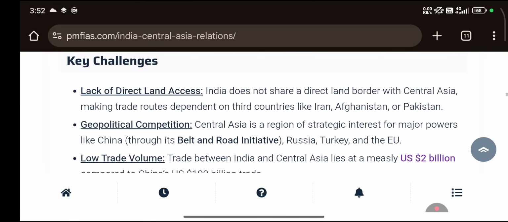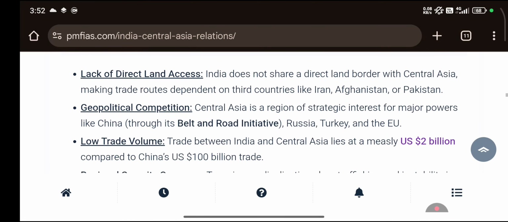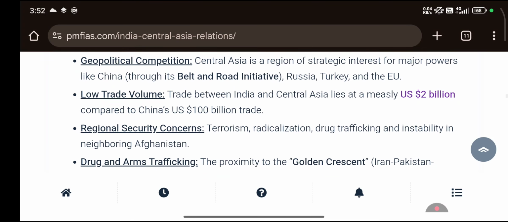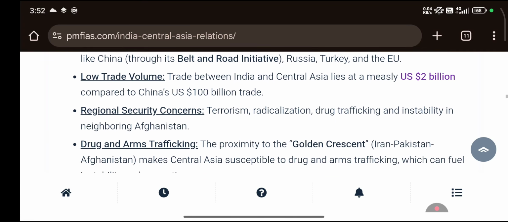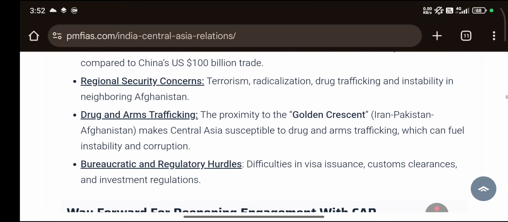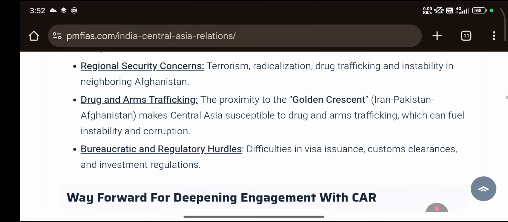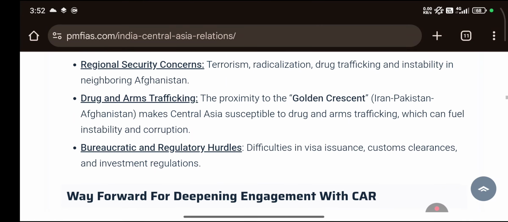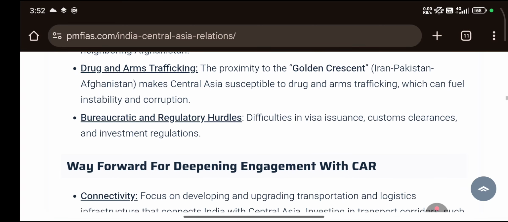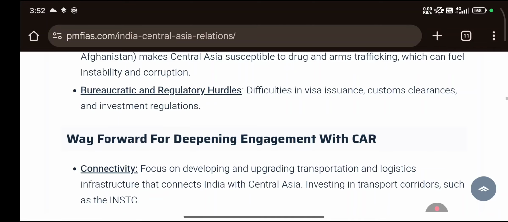First one was lack of direct land access. Second was the geopolitical competition of China, Russia, Turkey, and the EU. Third one is low trade volume. Fourth one is regional security concerns, such as terrorism, radicalization, drug trafficking, and instability in neighboring Afghanistan, which can migrate to their countries as well. Fifth one is drug and arms trafficking. And last one is bureaucratic and regulatory hurdles regarding visa issuance, customs clearance, and investment regulations.